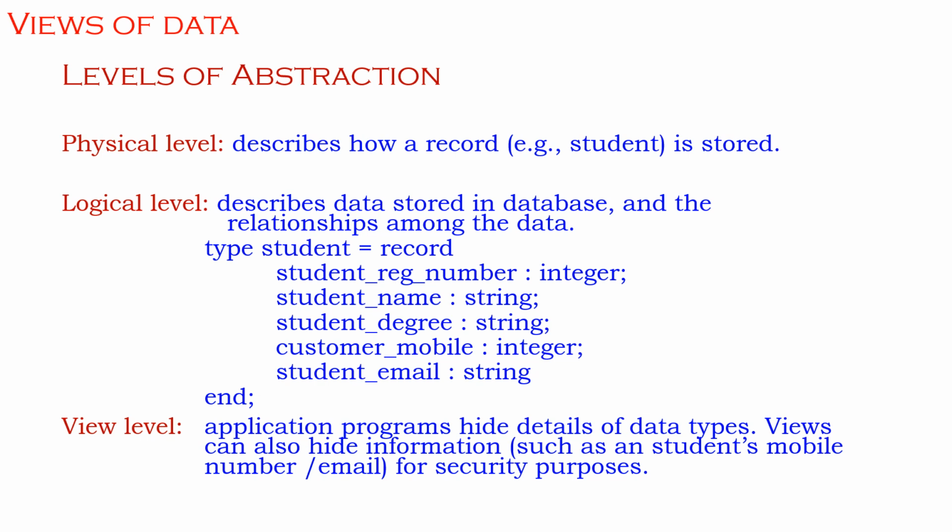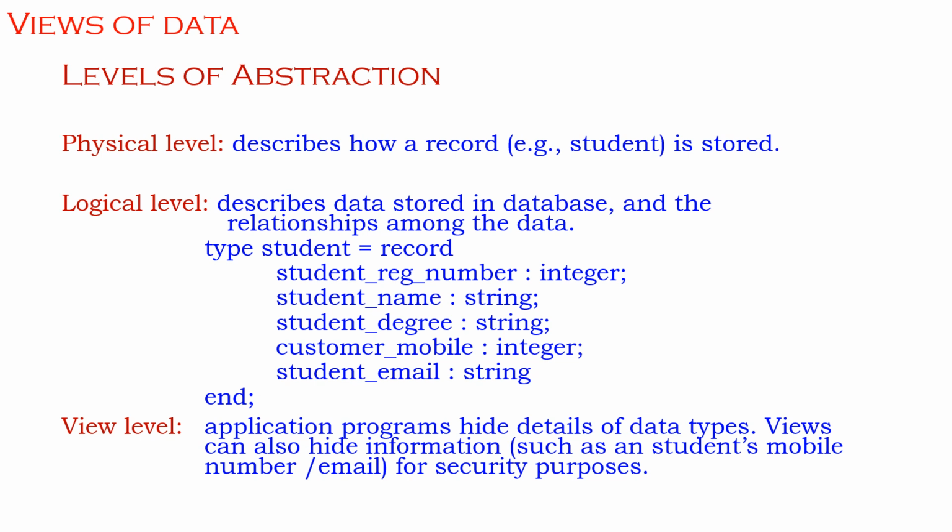So we have various views of data. Under that, we have various levels of abstraction. Just now we saw what data abstraction was. So how are we going to hide the data from the user? What are the various levels or ways by which we are going to hide the complexity information from the end user? In terms of that, we have three levels. First, the physical level, next the logical level, and next the view level. In the physical level, we are trying to describe how a record is stored.